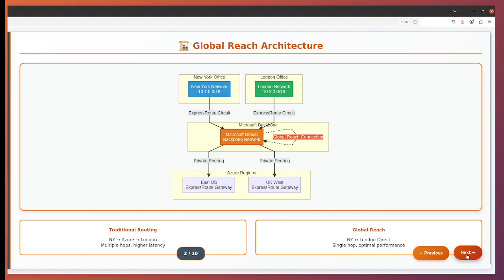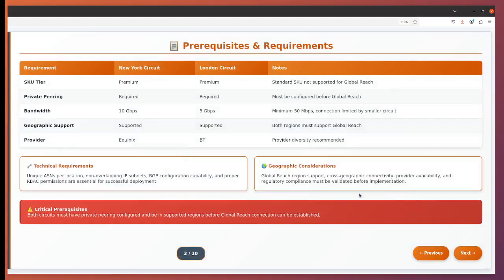Prerequisites and requirements. Before implementing Global Reach, we need to understand the specific requirements and how they differ from standard ExpressRoute connectivity. The table shows critical prerequisites. Notice that both circuits must have private peering configured. This is the foundation that Global Reach builds upon. Geographic considerations are crucial. Both circuits must be in Global Reach supported regions, and there are specific requirements for cross-geographic connections.